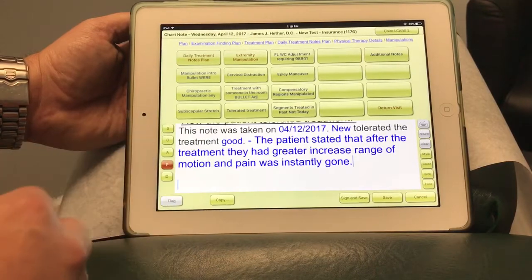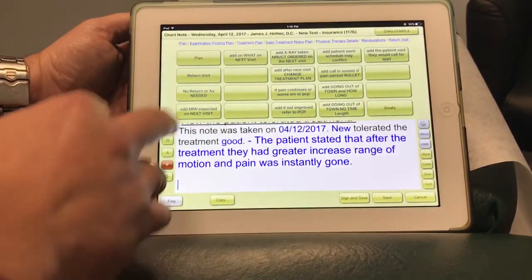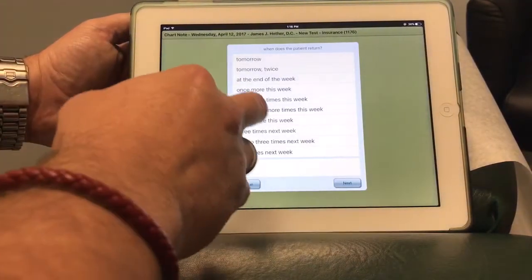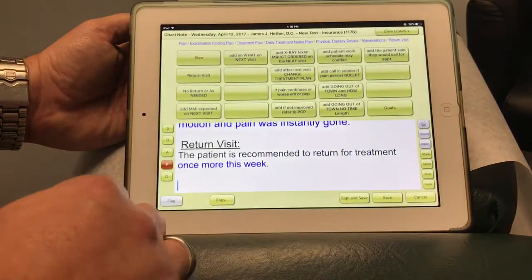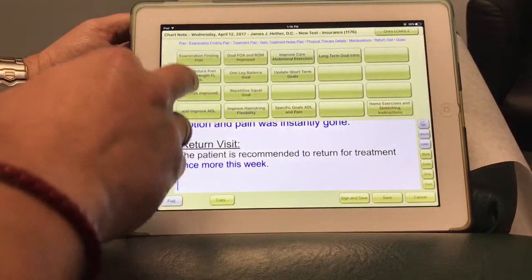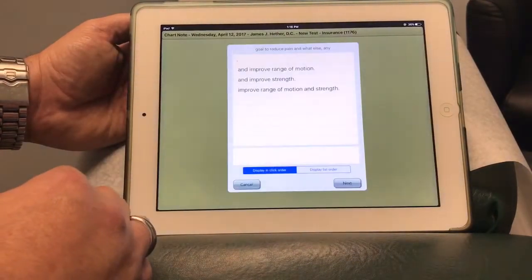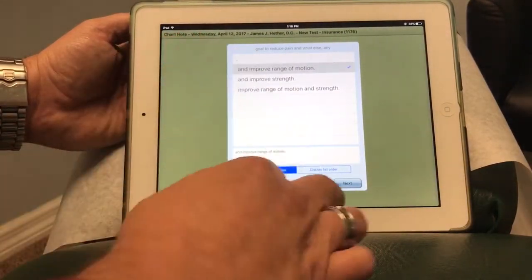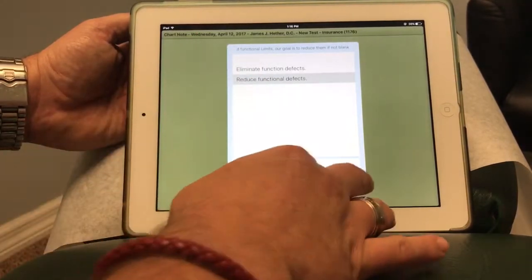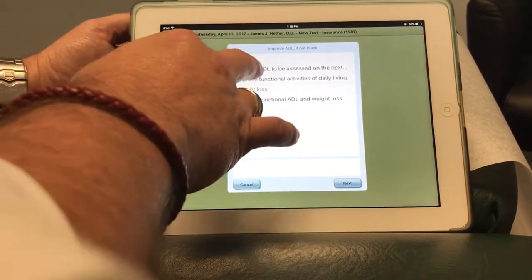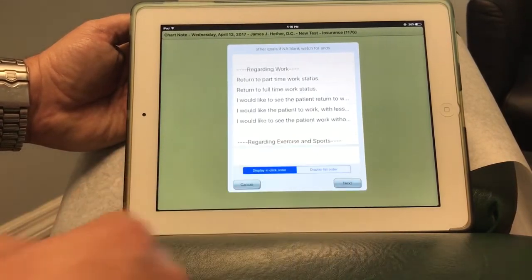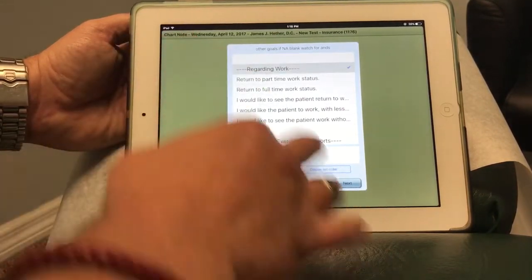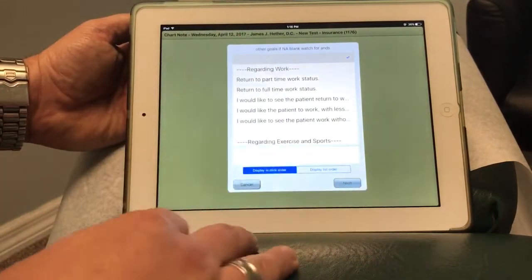From there, we go under return visits. Our return visit is going to be simple. We want the person to come back once more at the end of this week, and our goals are going to be to increase range of motion, decrease pain. We want to reduce their functional deficits, and on the next visit, we're going to ask them to give us their ADLs, their activities of daily living. I can go over that in a second too. We're not missing any work, so we don't have to give them a return to work status.